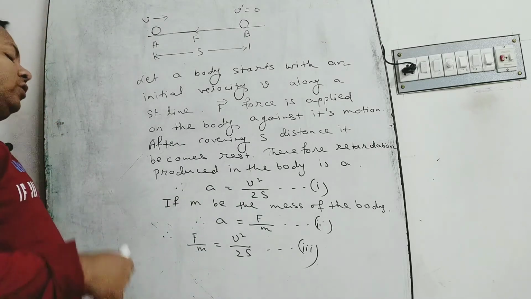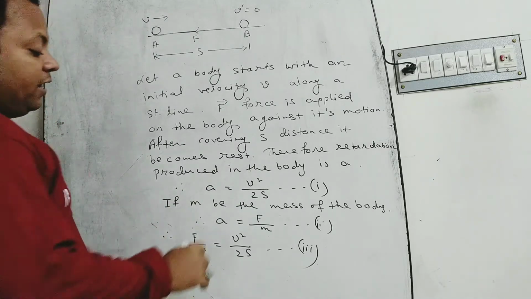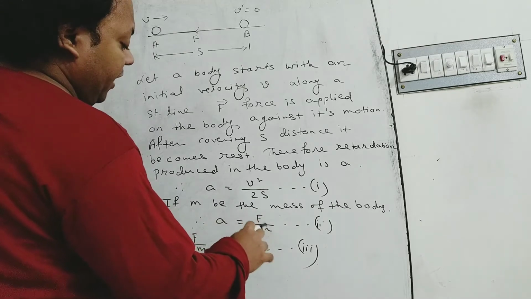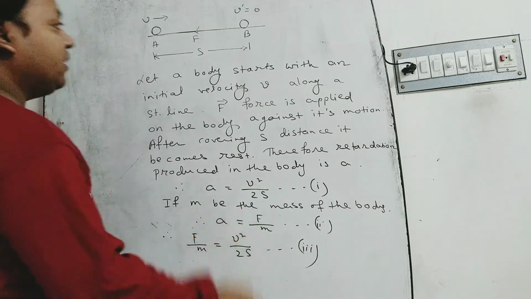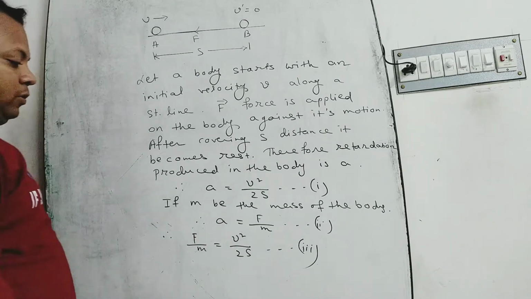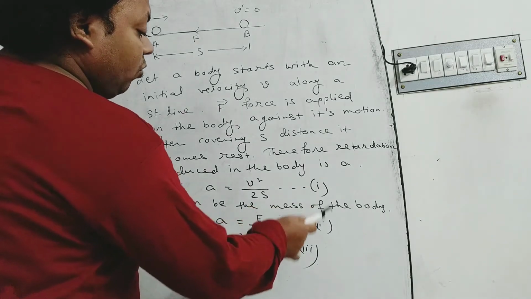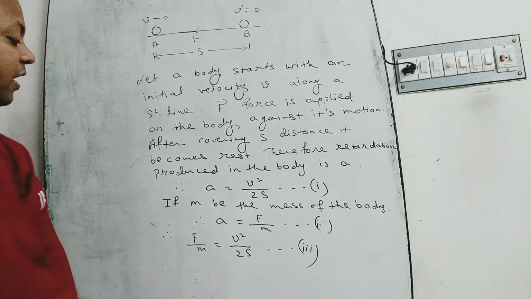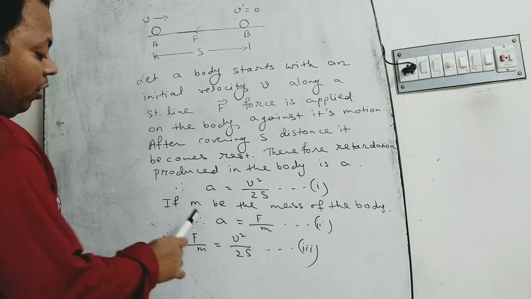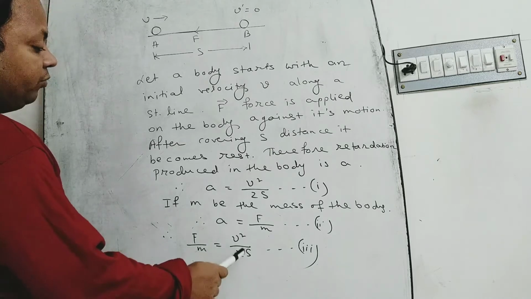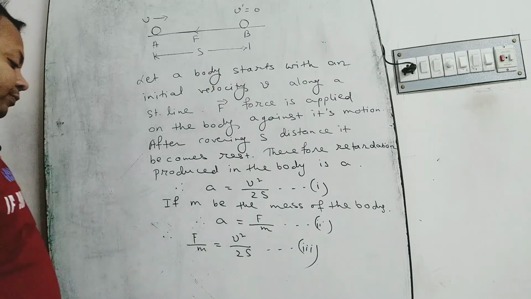And from Newton's second law of motion, we know that a is equal to F by m, since F is equal to ma, where m is the mass of the body. Now, equating equation 1 and 2, we can easily write v square by 2s is equal to F by m, or F by m is equal to v square by 2s.